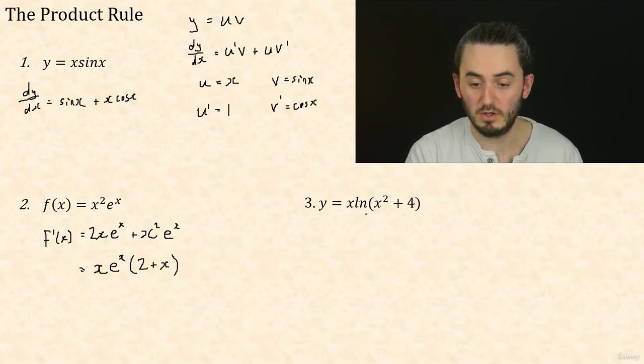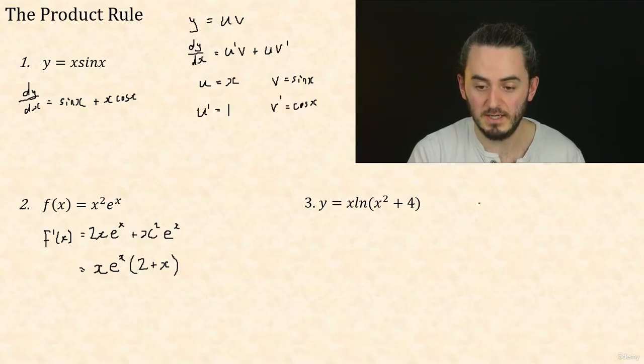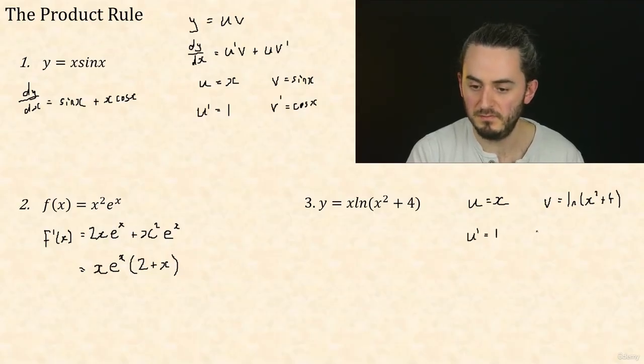Okay, example 3 is quite a complicated one, so it can be really helpful to write out your u's and your v's if it looks complicated. So my first function is x. My second function is ln of x squared plus 4. Well, derivative of u is pretty easy, it's just 1. But the derivative of v, well, we're going to have to use the chain rule, right? This is ln of some stuff. Luckily, we know how to do that. The derivative of ln of some stuff is the derivative of that stuff divided by that stuff.